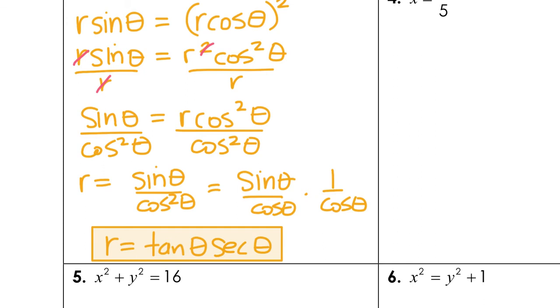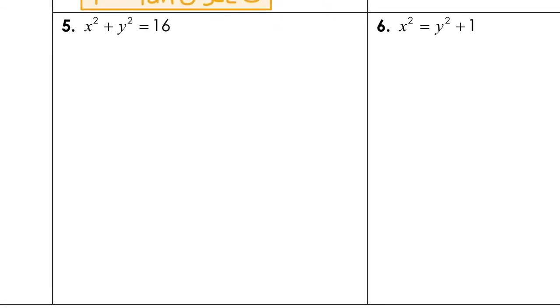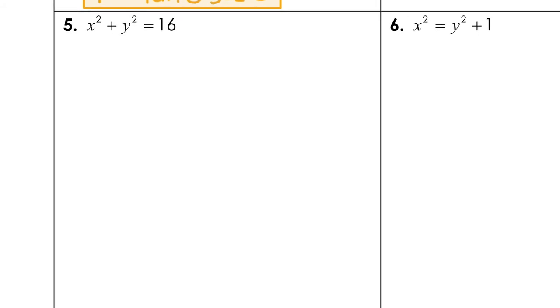Okay, let's look at our next one. I have x squared plus y squared equals 16. So this is straight from the conics unit. This is a circle. Center at the origin has a radius of 4. But I want to turn it into a polar equation.